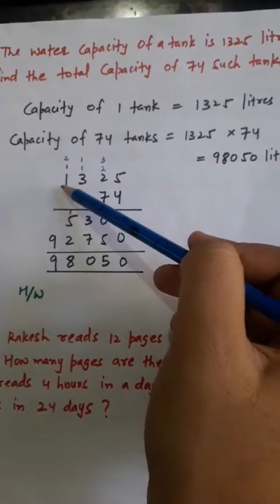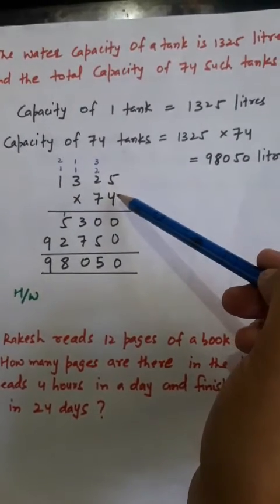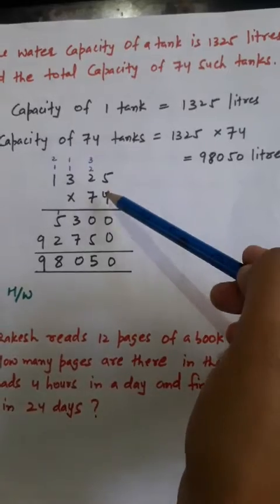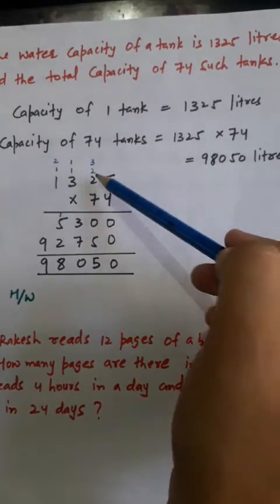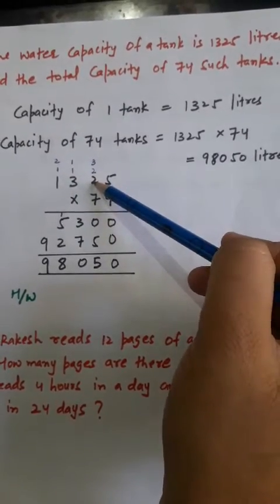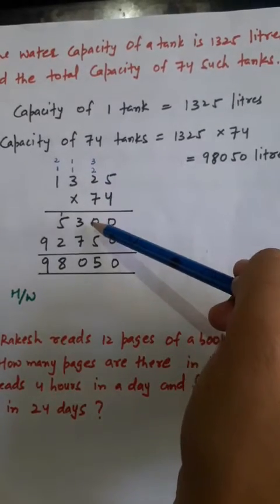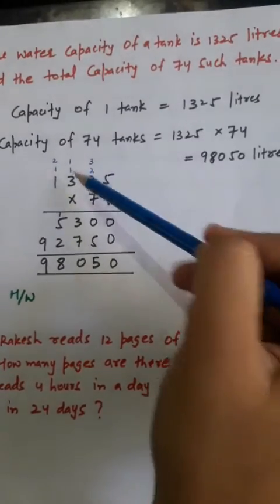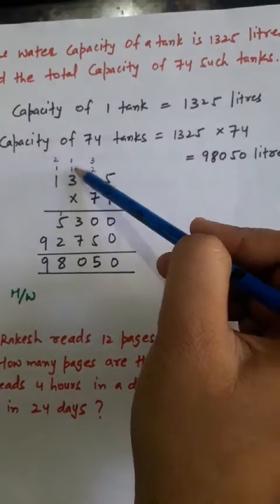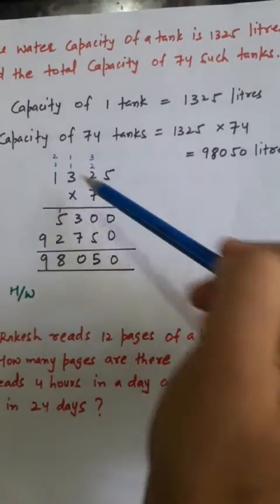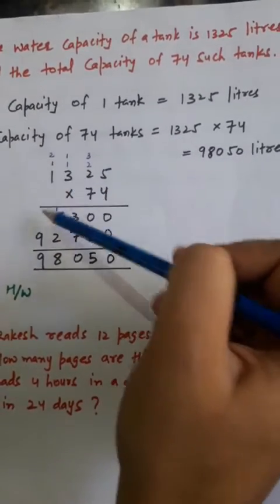So first multiply 1325 by the number at the ones place, that is 4. 4 5s are 20, carry 2. 4 2s are 8 plus 2, 10. Write 0 here, carry 1. 4 3s are 12 plus 1, 13. Write 3 here, carry 1. 4 1s are 4 plus 1, 5.